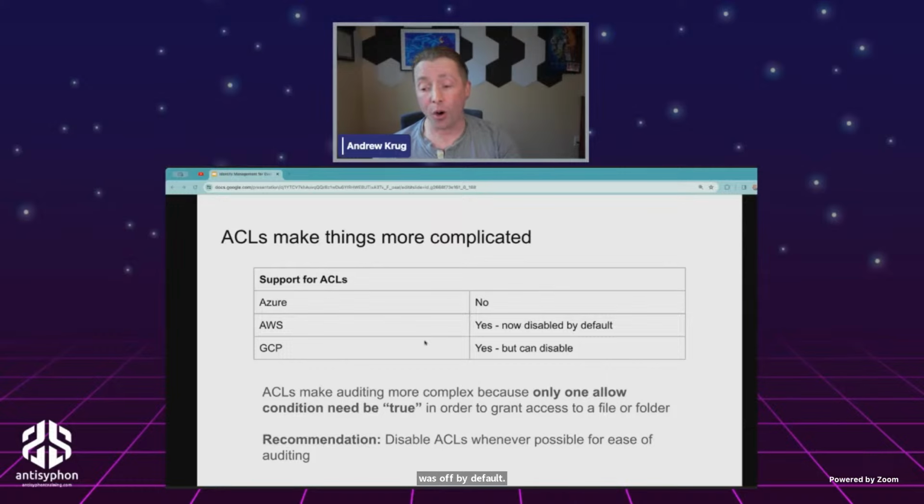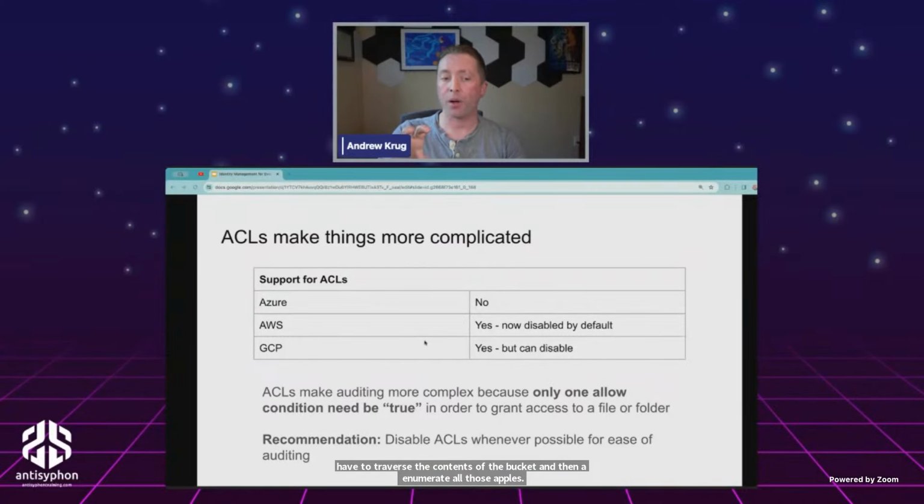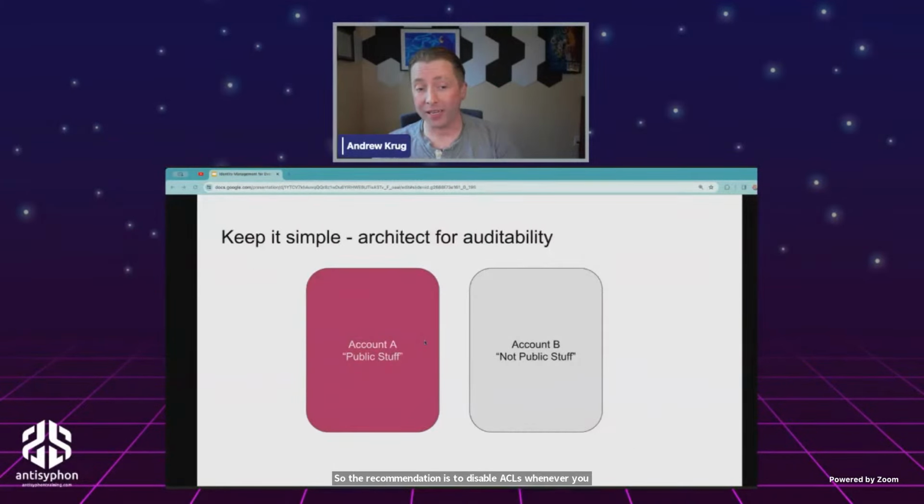In GCP, you also have the ability to have individual file ACLs, but you can turn it off. And my recommendation, and this is my opinion, is that ACLs make it so much more complex to audit what is and is not public, because you actually have to traverse the contents of the bucket and then enumerate all those ACLs versus just looking at a JSON policy and then being able to evaluate whether that grants unintended access. So the recommendation is to disable ACLs whenever you can. And then final recommendation for that is actually keep it simple and architect for auditability.